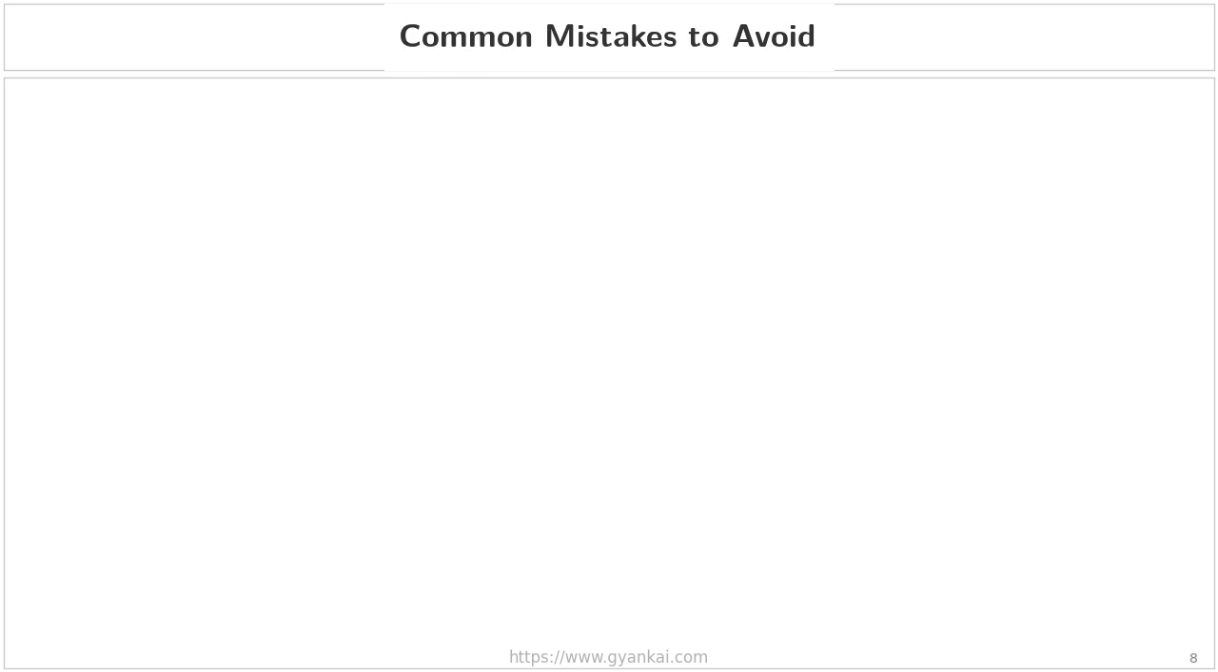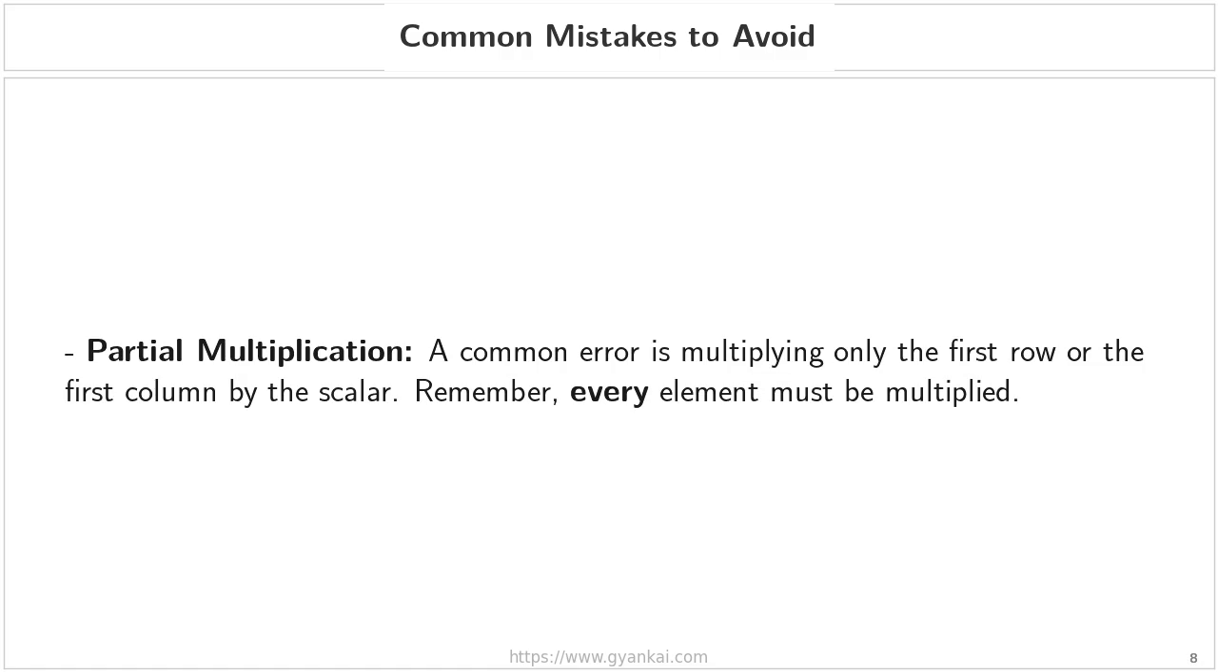Common mistakes to avoid. Now that we have walked through the theory and a few practical examples, let us conclude this lesson by discussing some common pitfalls to ensure you avoid them in your assignments and exams. First, let's talk about partial multiplication. A very frequent error students make is multiplying only the first row or the first column by the scalar and leaving the rest of the matrix untouched.